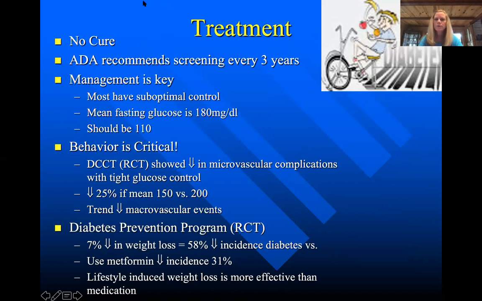So there's absolutely no final cure for type 1 nor type 2 nor type 3 diabetes. The American Diabetes Association recommends that we get screened every 3 years as adults. They're now even screening children because kids are getting type 1 and type 2 diabetes. Most people who have diabetes have what is called suboptimal control. It is below ideal control.